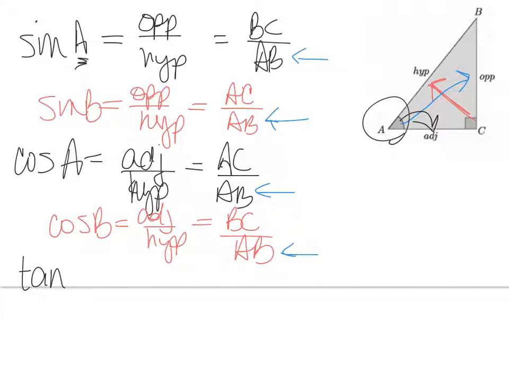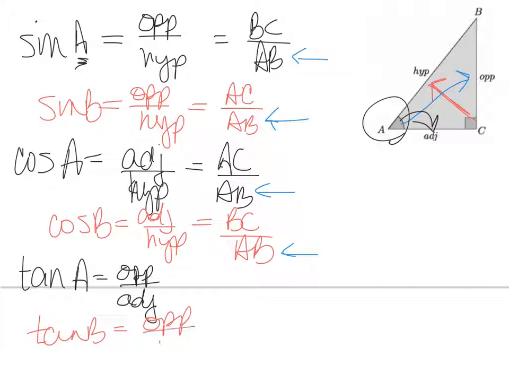And then tangent A is opposite over adjacent. Tangent B is also opposite over adjacent. Opposite of A is BC. Adjacent to A is AC. And then opposite of B is AC. Adjacent of B is BC.